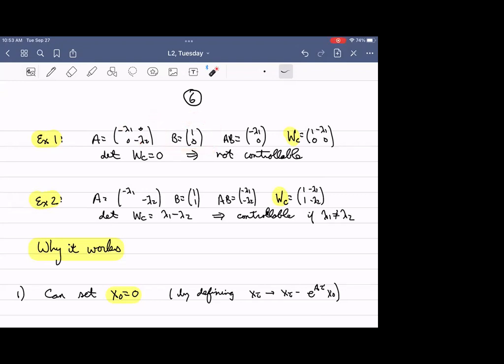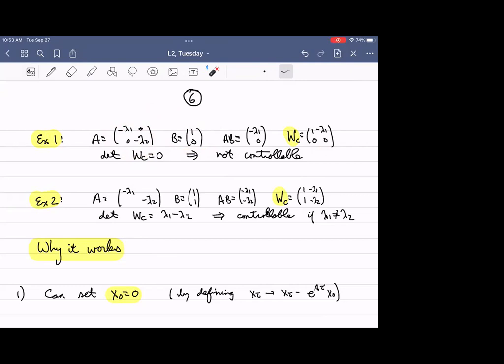This is the first example. B was (1, 0). So for AB, we multiply this matrix on this vector and we get -(1). So we put them together and we get (1, 0) for B and -(1, 0) for AB. And we can see that this is not invertible and it's not controllable by this test. Remember, this was the one input, two independent systems, with the input only going to one of them.